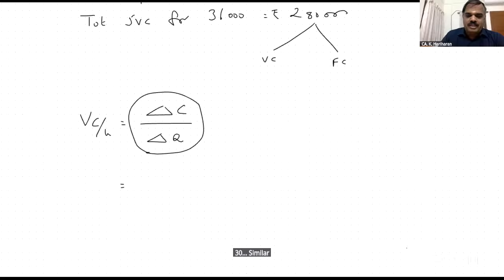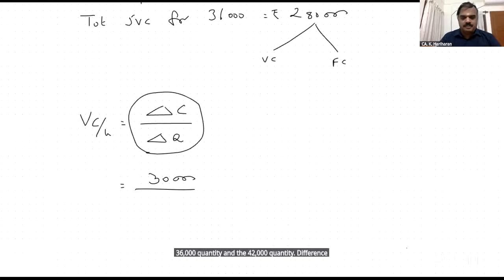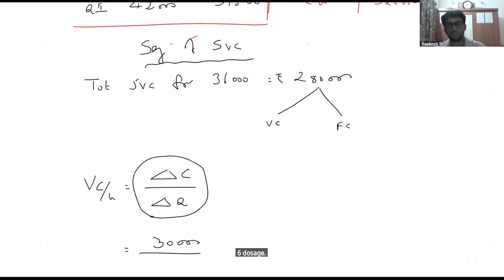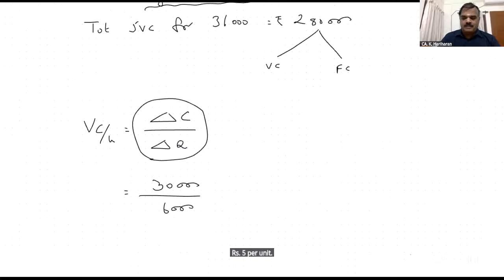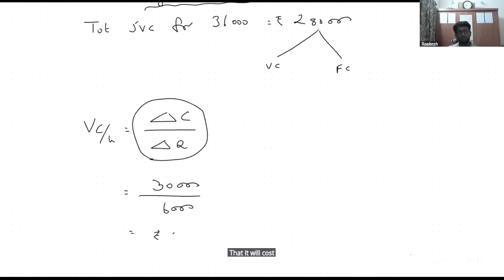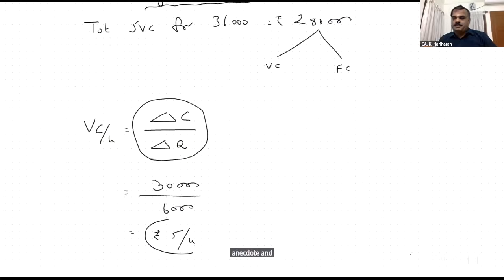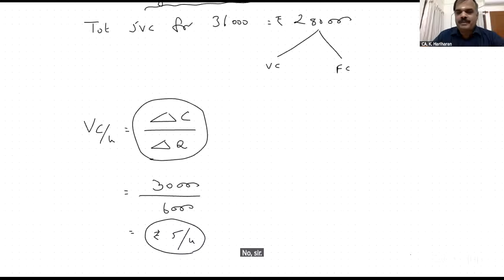Similarly, change in quantity comes to how much? 6,000. 36,000 quantity and the 42,000 quantity, the difference comes to 6,000. Therefore, variable cost per unit is equal to 30,000 divided by 6,000, which is 5 per unit. Variable cost is 5 rupees per unit. Any doubt in variable cost computation? Are you comfortable? Yes, sir.